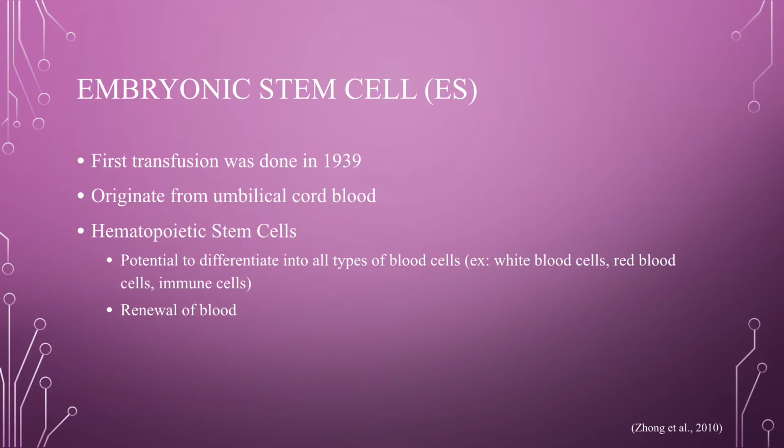Just to give some history, the first placental blood transfer, which is where embryonic stem cells reside, was reported in 1939. Years later, the same application was used to treat a young child with leukemia after chemotherapy treatment to enhance a suppressed immune system. These stem cells are hematopoietic stem cells, which have the potential to differentiate into all types of blood or immune cells like white or red blood cells. These cells are also included in the renewal process of blood.